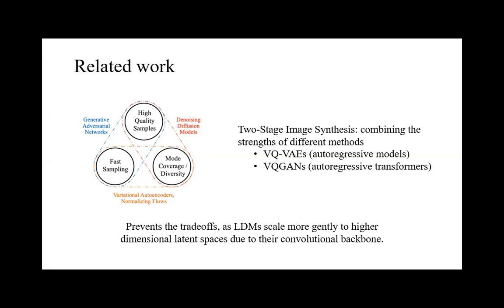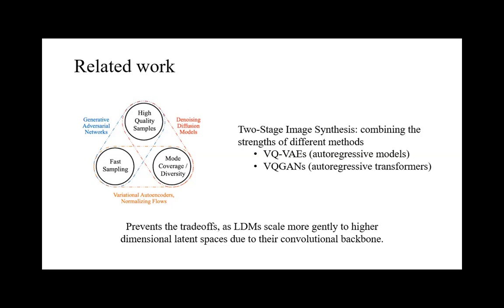And there are also some other architectures for two-stage image synthesis, in which they combine autoregressive models with variational autoencoders, or autoregressive models with GANs. But this is a two-stage approach. So I first do something and then I refine that with another approach, which is a GAN or a VAE.